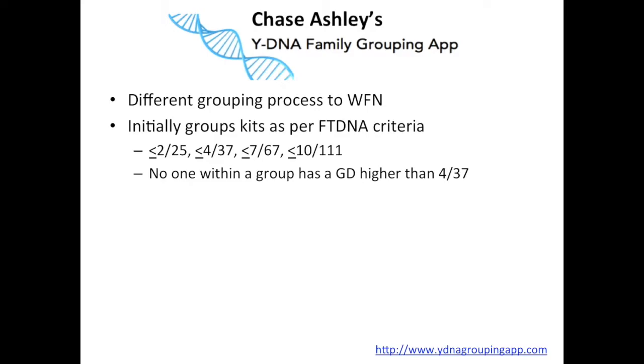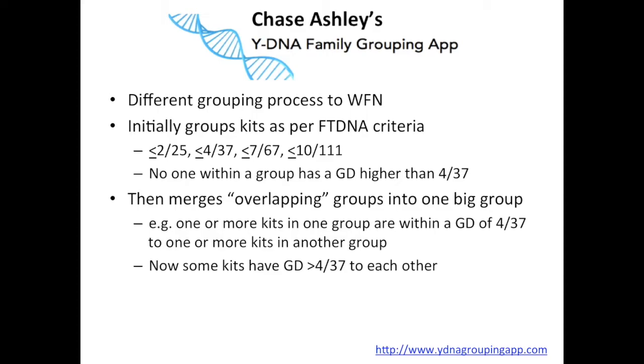Then what they do is they merge overlapping groups, because one member in one group may be a distance of 4 out of 37 to a member in another group, in which case those two groups are merged. So they start merging those groups together, and then you get more of a genetic distance spread within this larger group. And it does exceed that genetic distance of 4 out of 37. I'll show you some data on that.